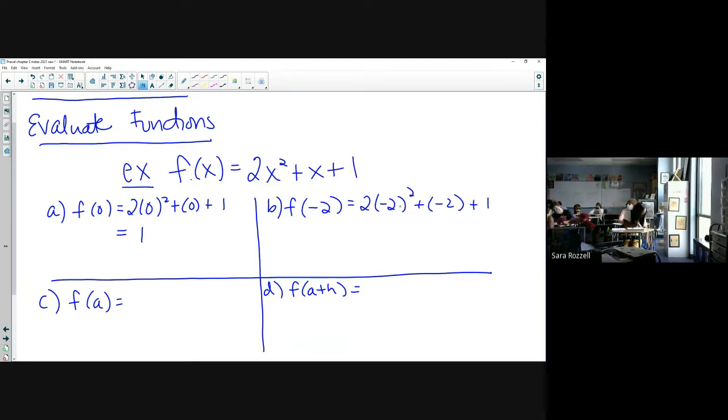Okay, so for our first one, are we going to do the times 2 or square it first? Square it first. The -2 squared is 4, times 2 is 8, plus -2 is 6, plus 1 is 7. And there's no shame in just typing it in exactly like that in the calculator. There's no problem with that.